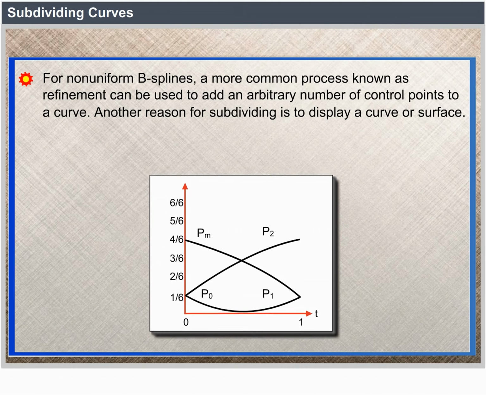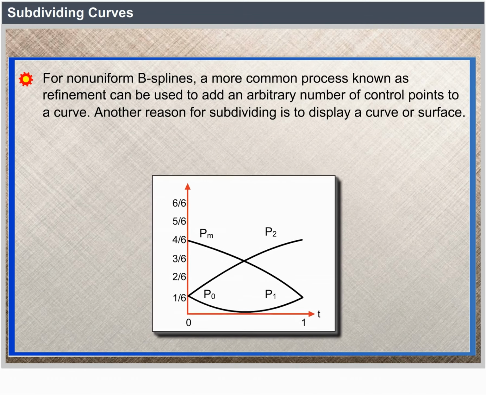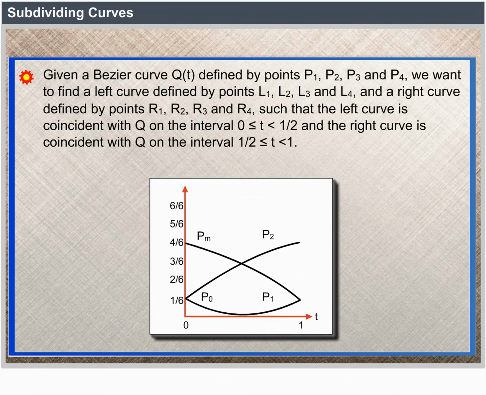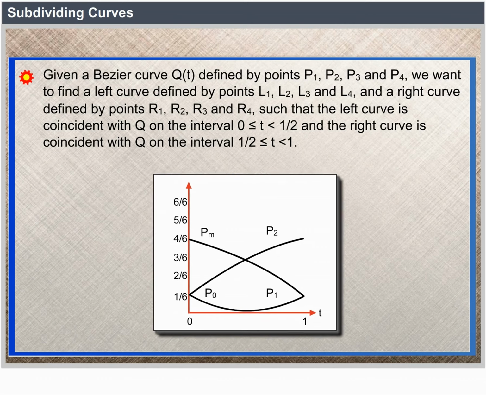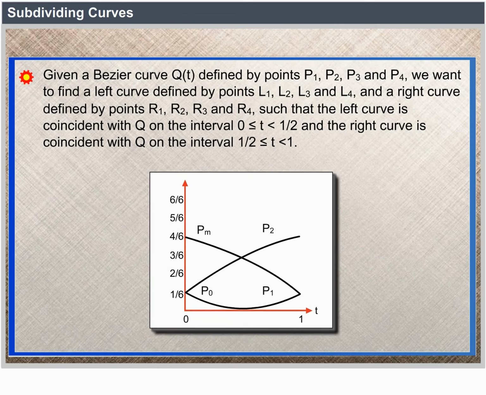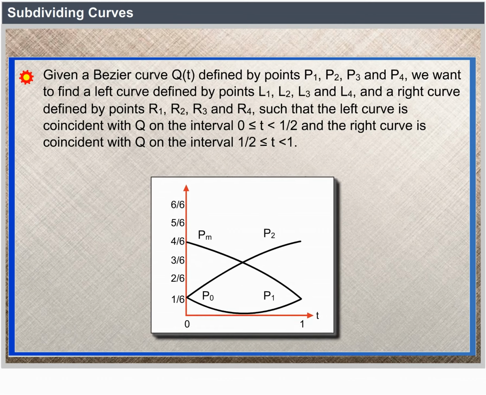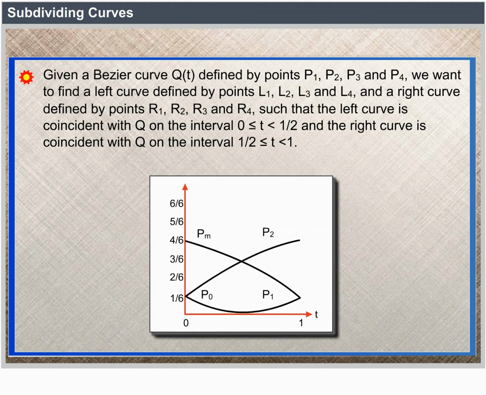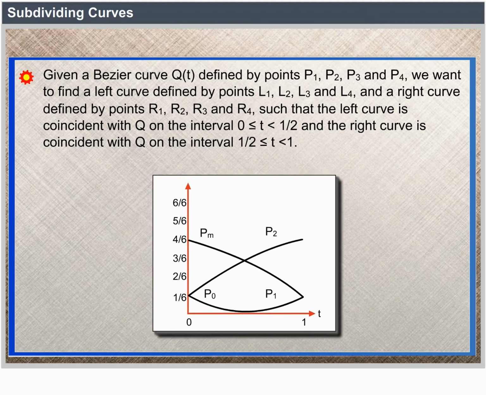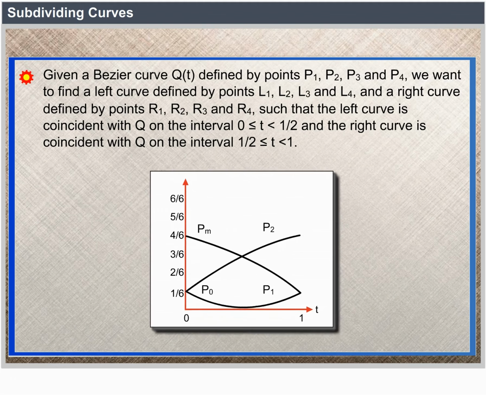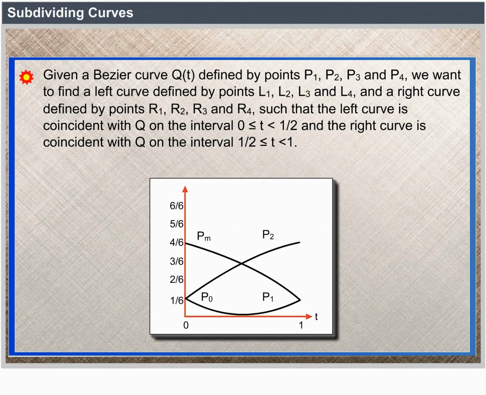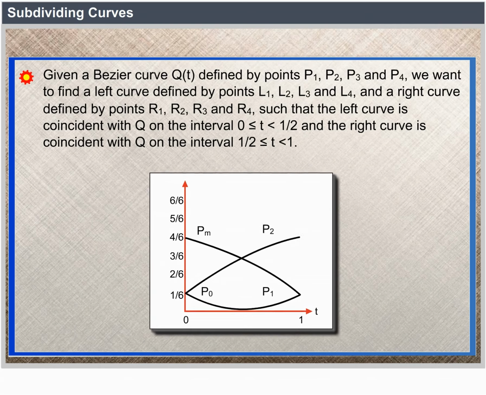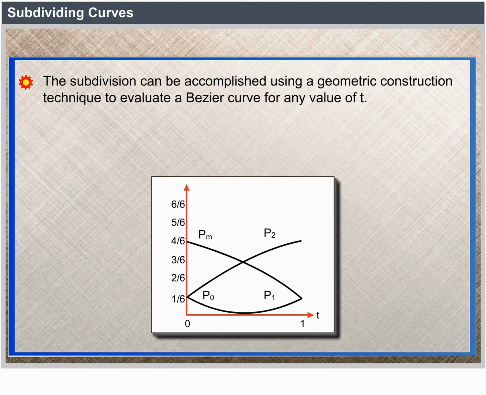Given a Bezier curve Q(t) defined by points P1, P2, P3 and P4, we want to find a left curve defined by points L1, L2, L3 and L4 and a right curve defined by points R1, R2, R3 and R4, such that the left curve is coincident with Q on the interval 0 ≤ t < 1/2, and the right curve is coincident with Q on the interval 1/2 ≤ t < 1. The subdivision can be accomplished using a geometric construction technique to evaluate a Bezier curve for any value of t.